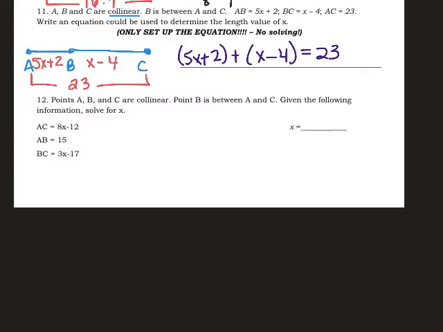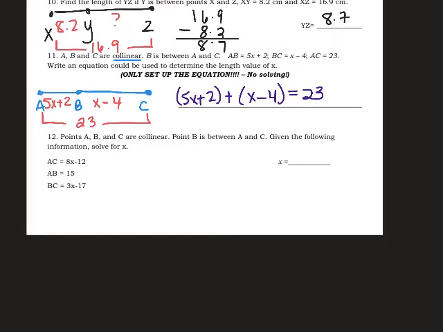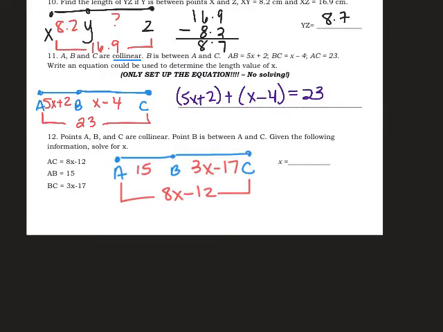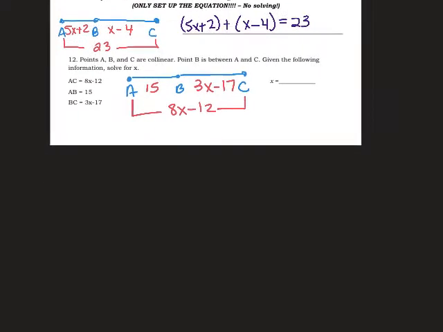All right, so A, B, and C are still collinear. B is in between, but this time we're going to solve. So this time we do want to draw it. And when we set up the equation, we're going to go through and finish solving. So A, B, and C. It reads that A to B is 15. B to C is 3x minus 17. And I'm going to find A to C. Okay, so what would be my setup here?